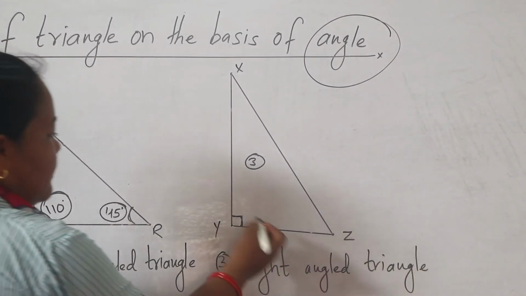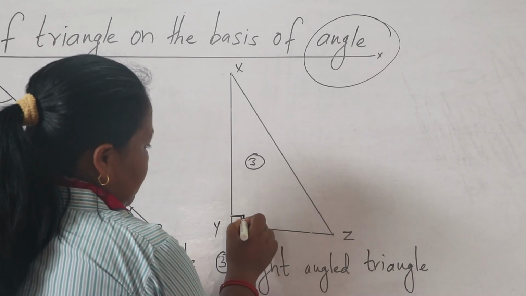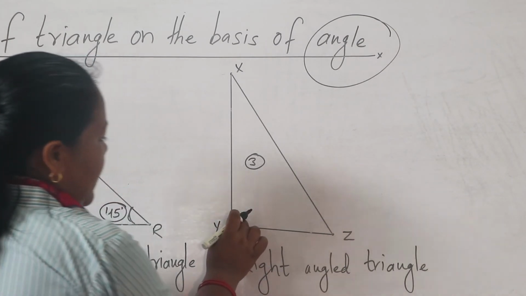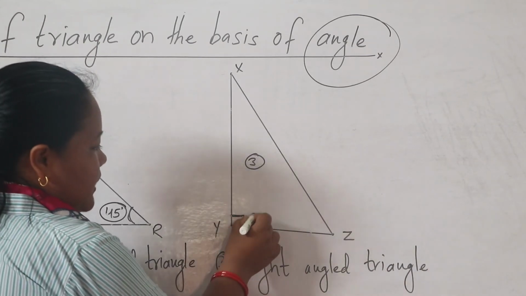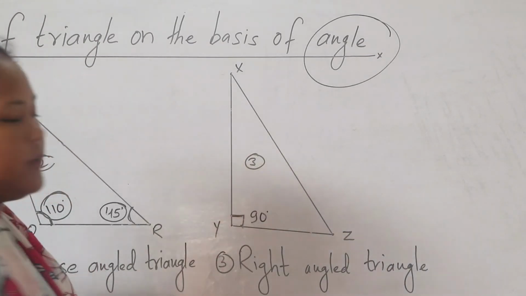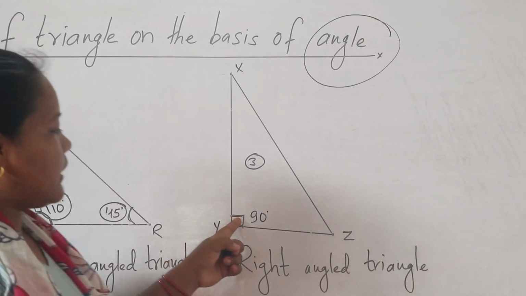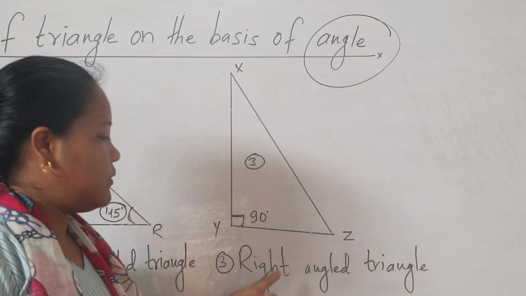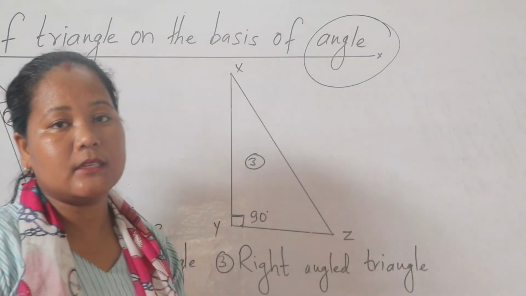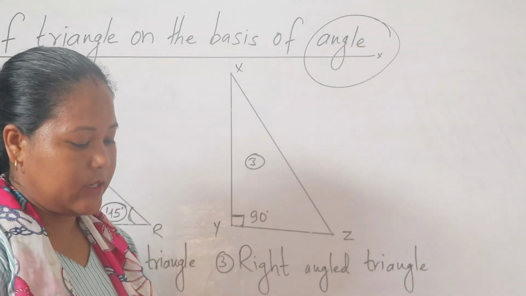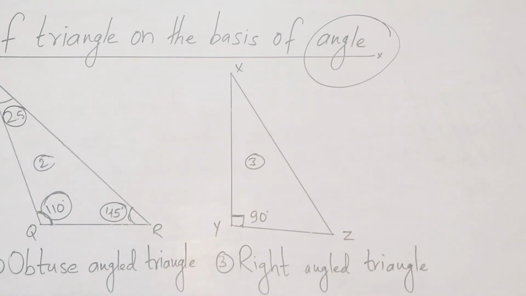And the third triangle is the right angle triangle. In a right angle triangle, we need one of the angles to be 90 degrees. This sign means 90 degrees. If in the triangle one of the angles is 90 degrees, then we say that type of triangle is a right angle triangle. Okay students, good. We completed.